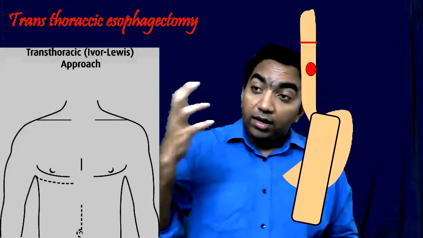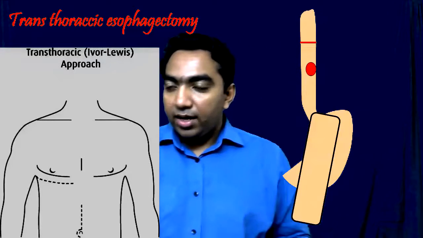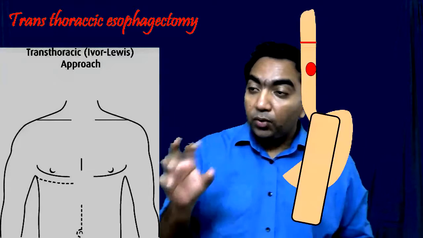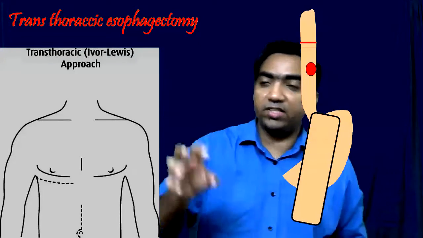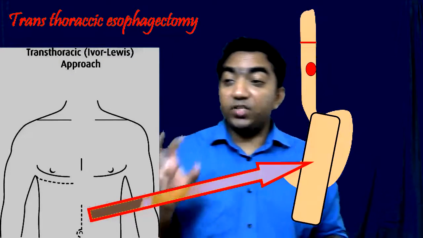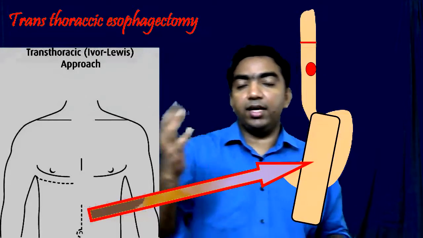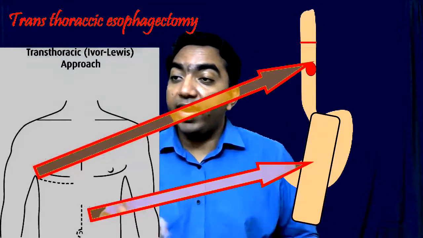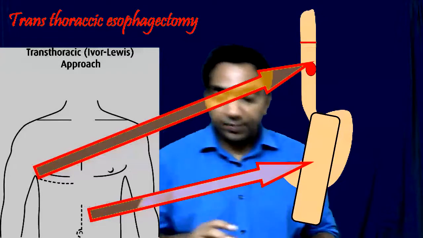Now things have changed. Now we have the Ivor-Lewis approach. In the Ivor-Lewis approach, first an abdominal incision is made. Through the abdominal incision, the stomach and the lower esophagus are mobilized, and the stomach is made into a tube. Through the thoracic incision, the esophagus is resected, and finally the anastomosis in the Ivor-Lewis approach is made in the thorax.